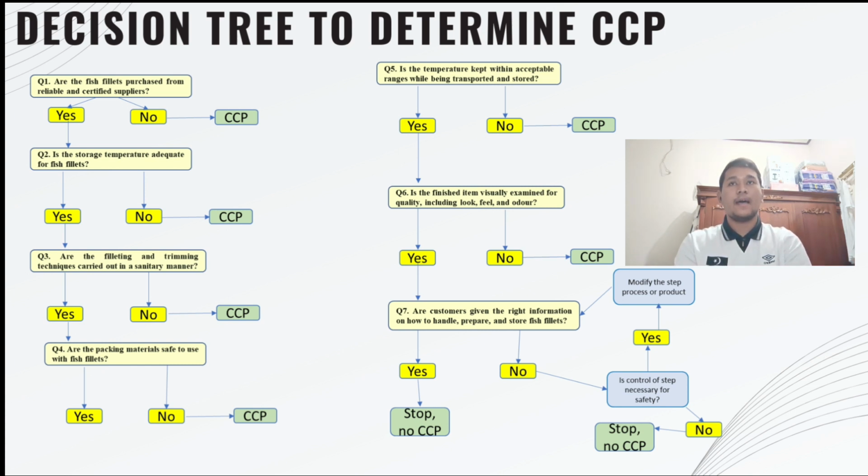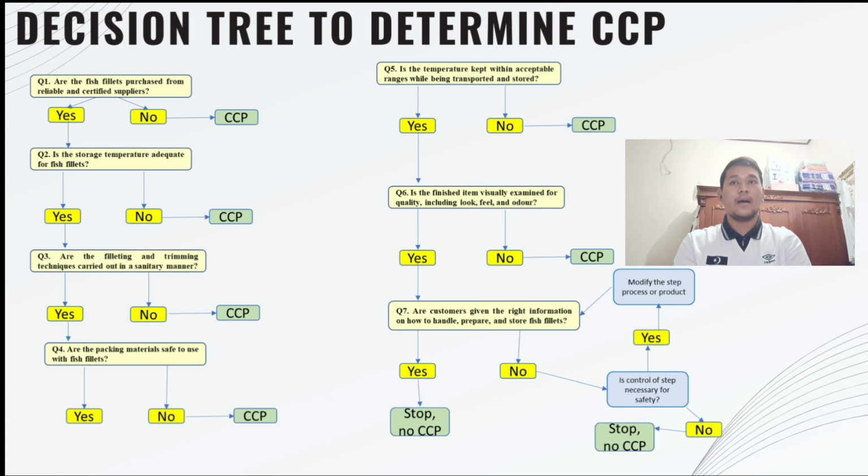Okay, for number 1, is the fish fillet received from approved and reputable suppliers? If yes, proceed to number 2. If no, reject the shipment. For number 2, is the temperature of the storage area appropriate for fish fillet? If yes, proceed to number 3. If not, adjust the temperature or take corrective action to ensure proper storage condition.